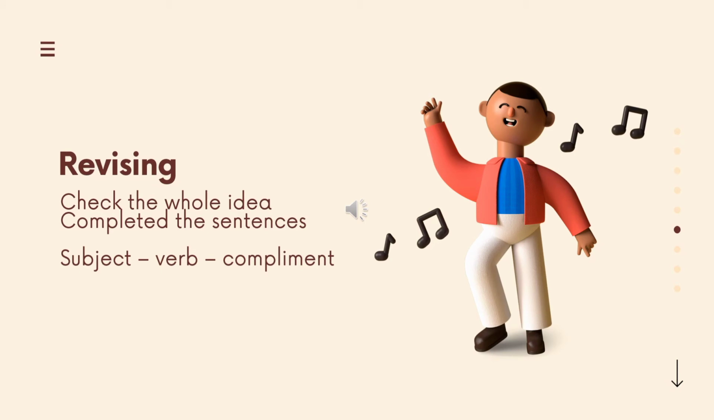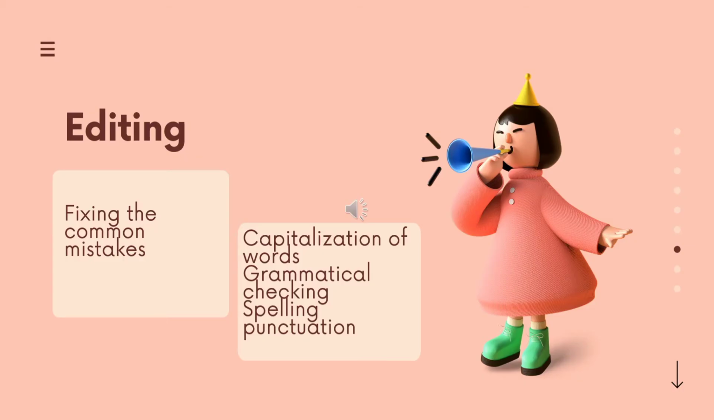revising. After having a rough draft, your students should do a revising. They will check the whole idea, complete the sentences, like subject, verb, and complement must be completed, and fix it to be a good writing. And then editing. This is not too different from revising, but it is just fixing a little bit of mistakes, such as capitalization of words, grammatical checking, spelling, and punctuation.